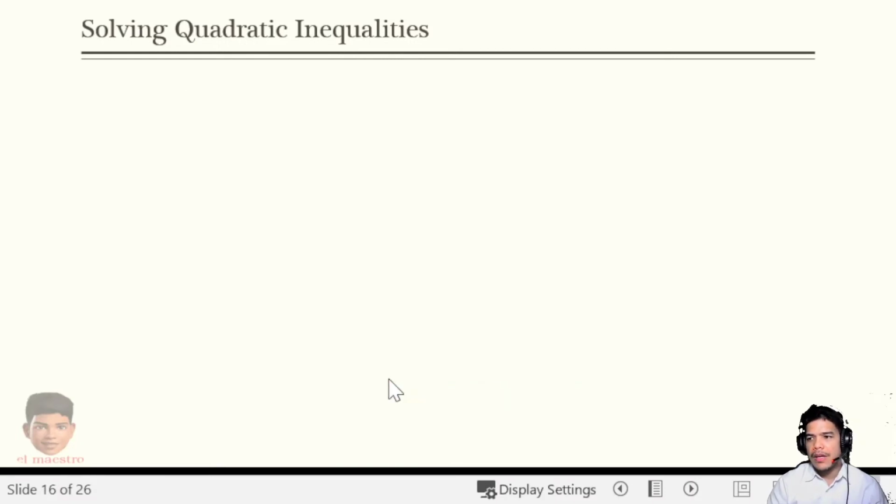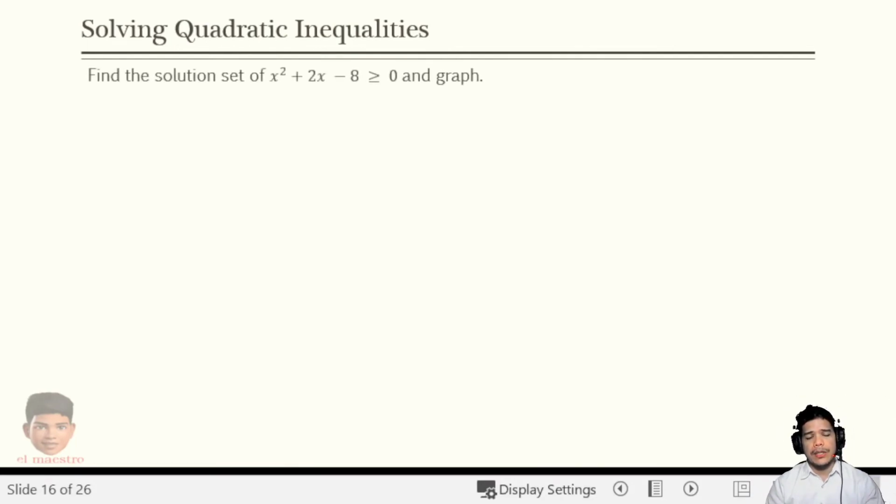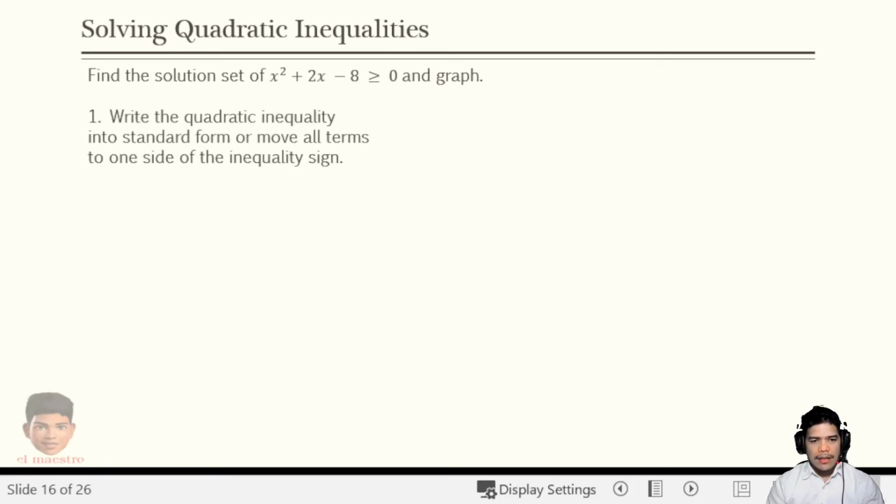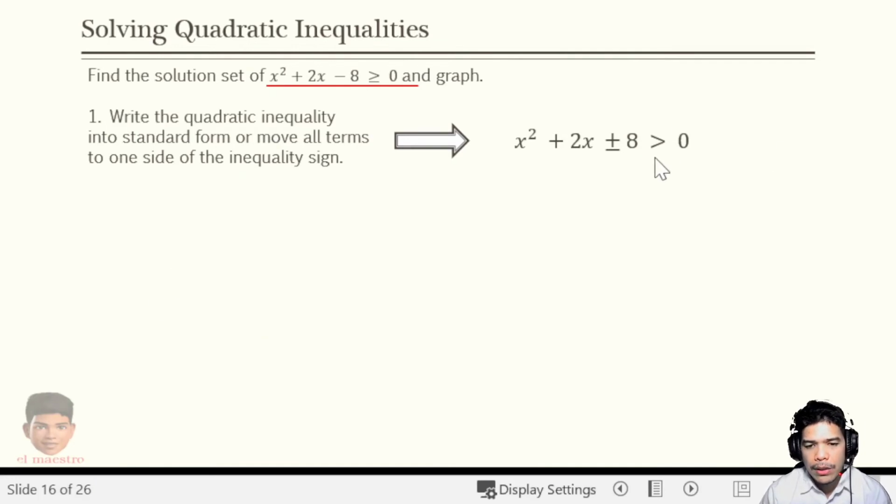Okay? So, another example, this one, find the solution set of x squared plus 2x minus 8 is greater than or equal to 0. And graph. So again, standard equation first step, dapat naka-standard form. Okay? You check the equation or the inequality. Okay. So, nasa standard equation na siya. So, meaning, we just have to copy that one. So, wala na tayong problema. Again, okay. So, medyo may error tayo dito. This is greater than. Okay? So, the same yan. So, greater than or equal to 0.